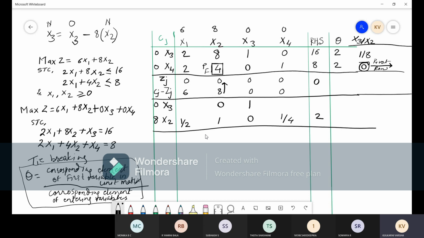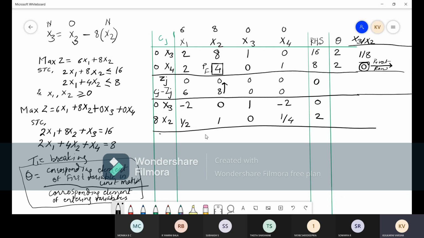8 into half, so it is 4. 2 minus 4, so it is minus 2. Right? Then going for this, 8 into 1 by 4, so it will be 2. And then 0 minus 2, so it will be minus 2. Same thing we'll do for the RHS also. So 8 into 2, 16. 16 minus 16 gives us 0. So we are getting RHS equal to 0. Fine. So we got x3 now, right?